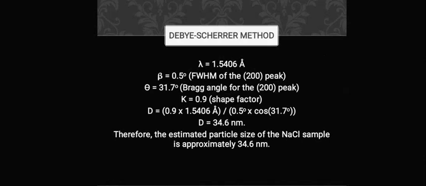So lambda is equal to 1.5406 angstrom, beta is equal to 0.5 degree for the 200 peak, theta is equal to 31.7 degree, K is equal to 0.9. So when we substitute these values in the Debye-Scherrer formula, we get D is equal to 34.6 nanometer, which is the particle size of the sodium chloride sample.